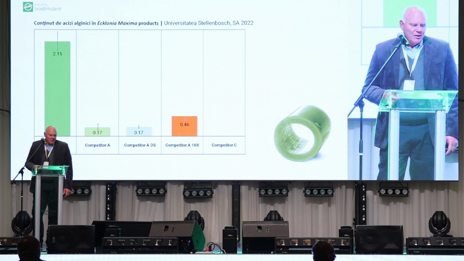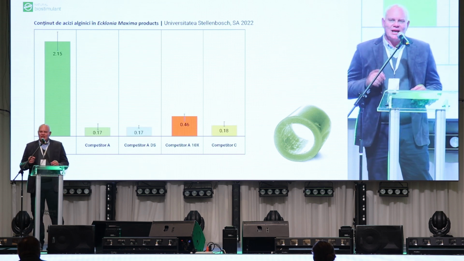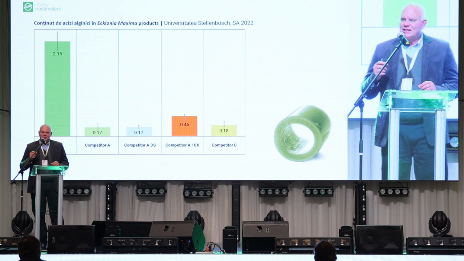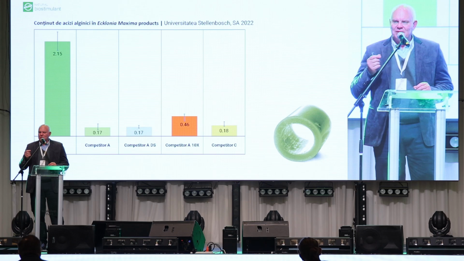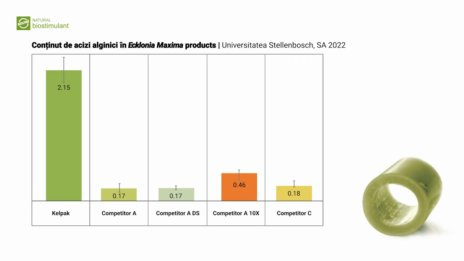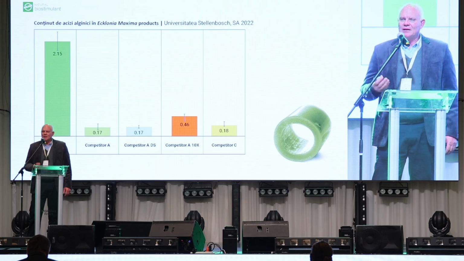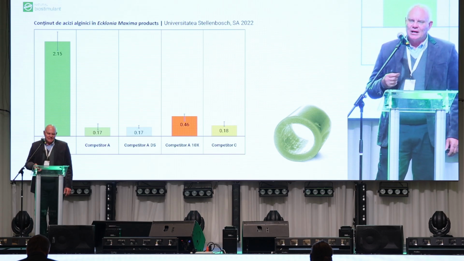Okay. When we look at alginates, now what is an alginate? When you touch seaweed, it's got a slimy feeling to it. That is the alginate that you find in seaweed. If we compare our analysis of our product with alginates and we compare it to other products that are also made from the same seaweed, we find that we have a higher level of alginates.